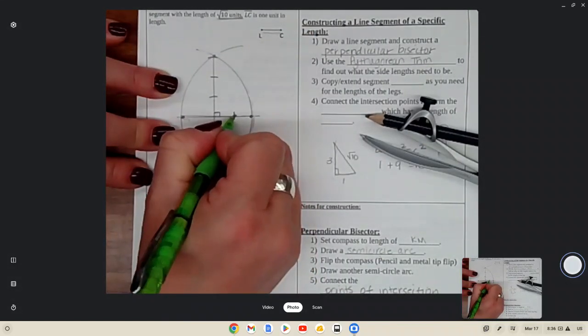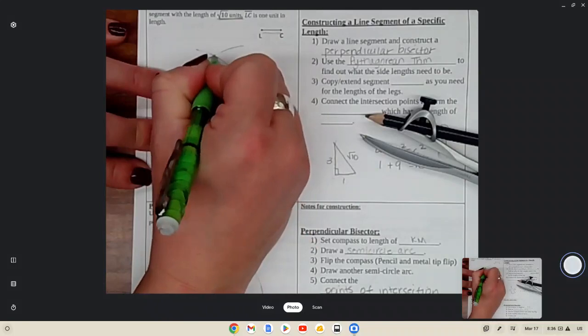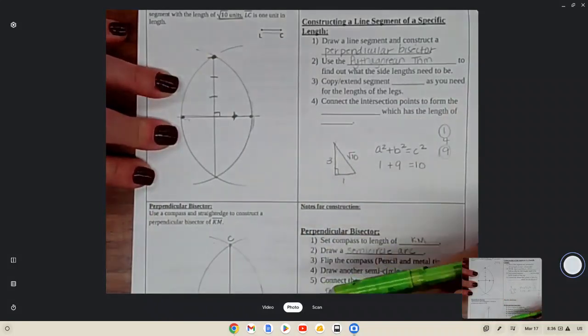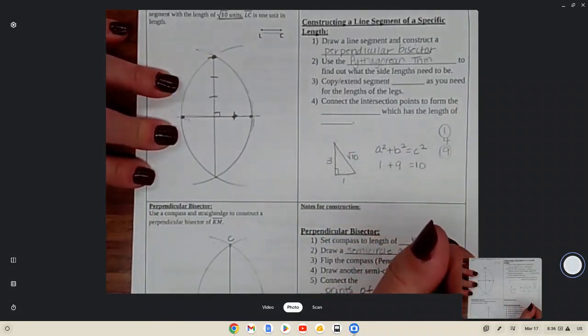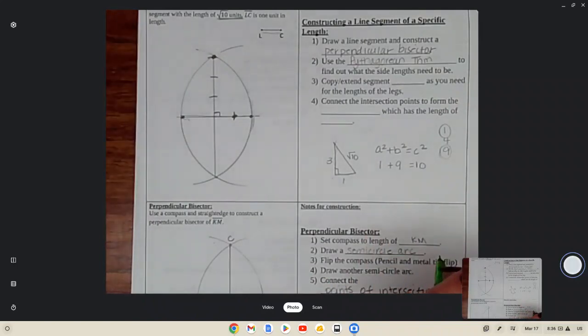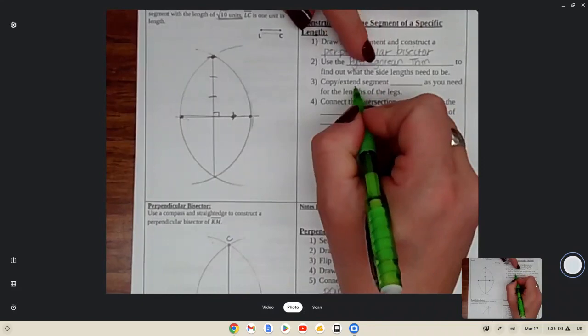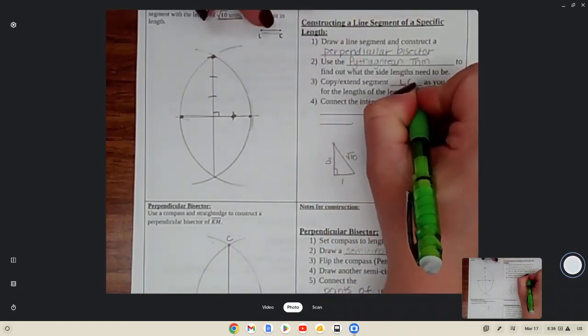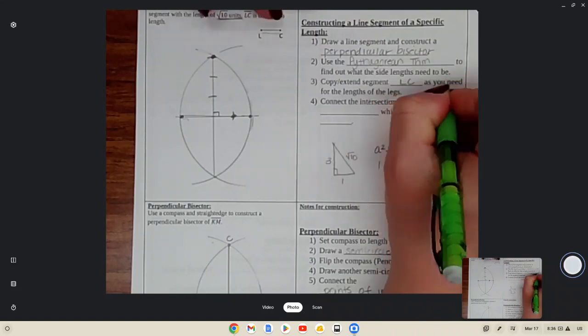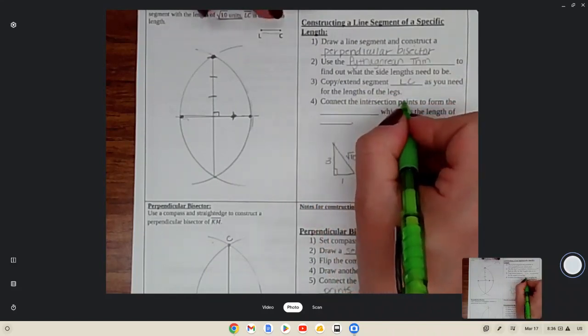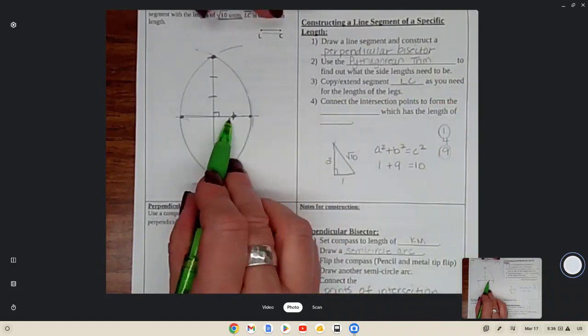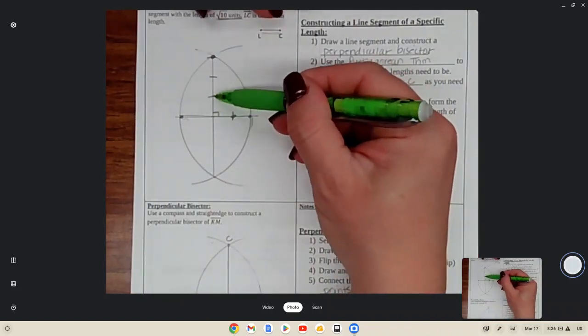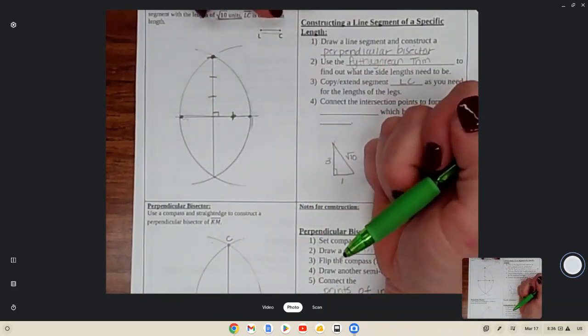Okay, so here is a vertex of my triangle. Here is a vertex of my triangle. So what did I just do? Let's fill in these steps just to reiterate this. So copy/extend segment LC, that's this segment here, the unit segment, as you need for the lengths of the legs. That's exactly what I did. So I did 1 unit here, and then I did 3 of those units there.